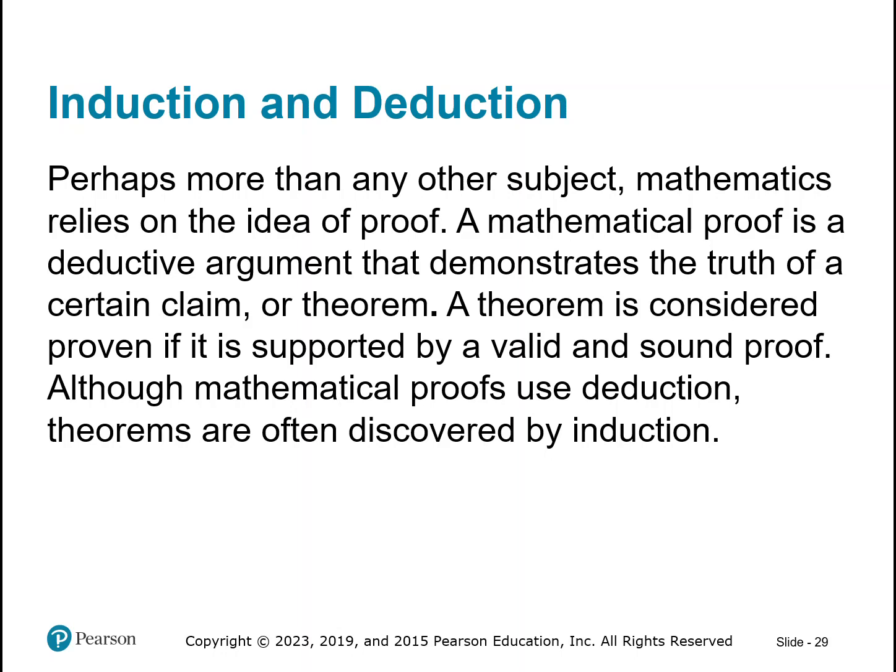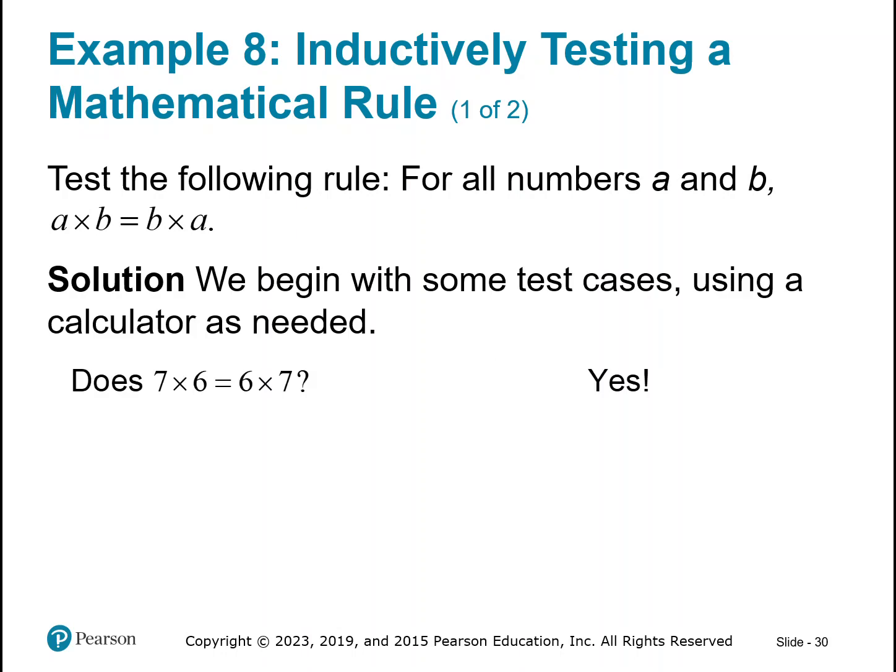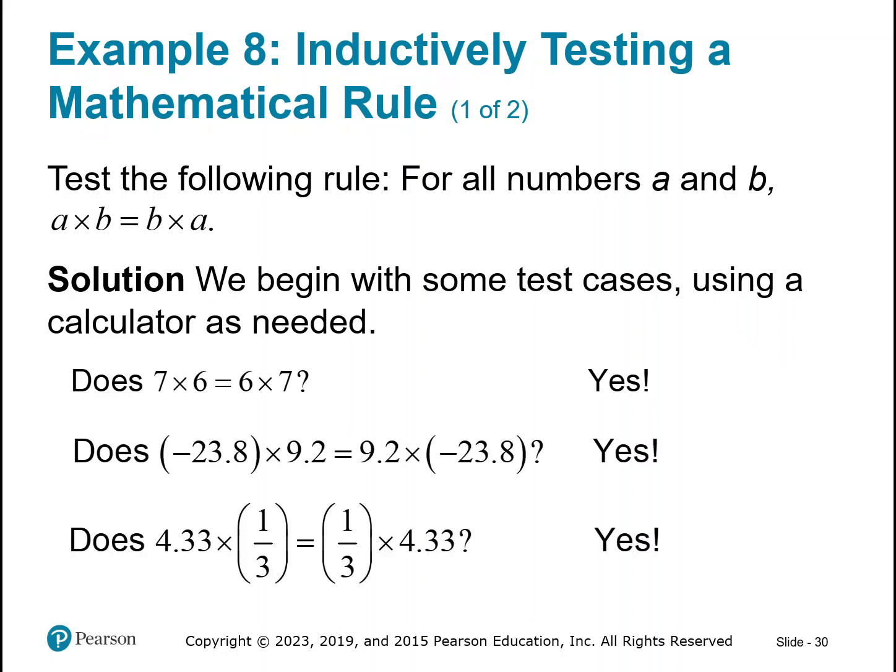Although mathematical proofs use deduction, the theorems are often discovered by induction. So we'll use induction to try to figure out what this property is, and then we'll have to prove it using deduction. Here's an example. For all numbers a and b, a times b equals b times a. Well, is that true? I don't know. Let's check. 7 times 6, that's 42, and 6 times 7, also 42.